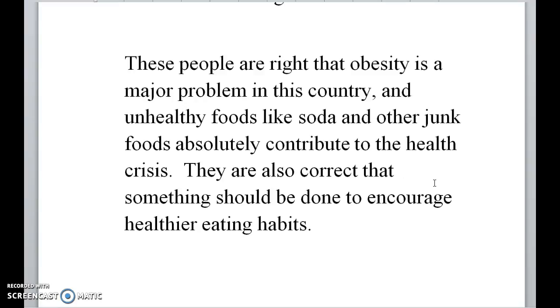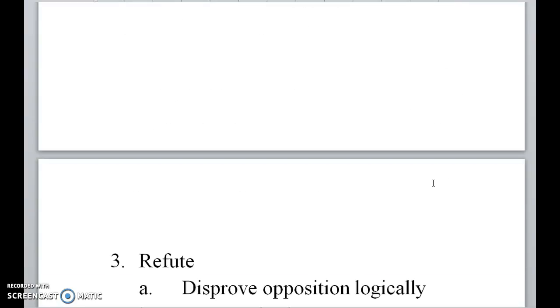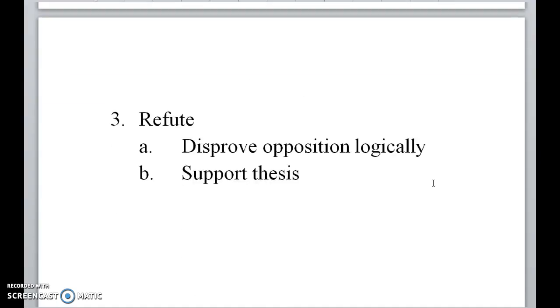But if we stop here, and sometimes students do this and it really hurts their essay, then all you're doing is saying why the other side is right. You have to always bring it back to why your side is right. And that's why the last step is to refute or disprove. Another word for this is rebuttal.